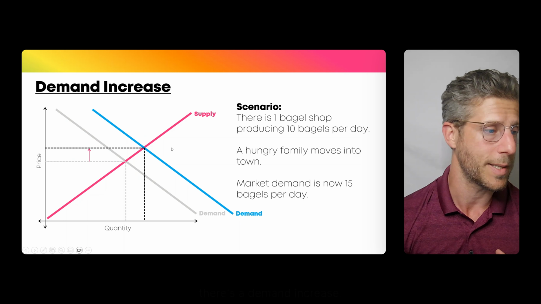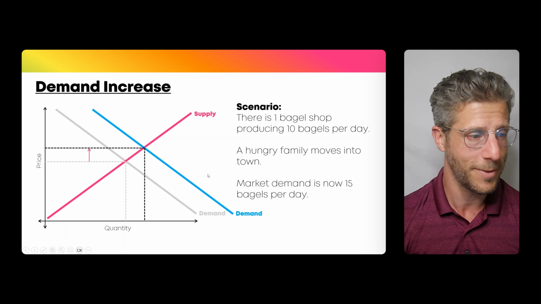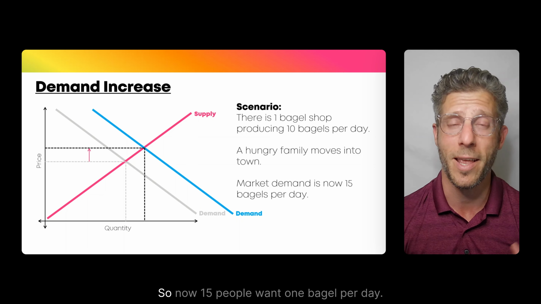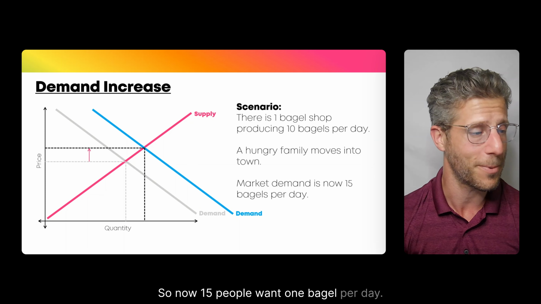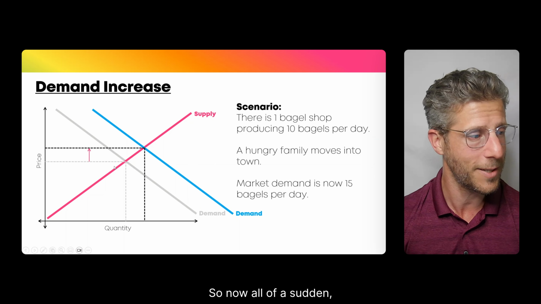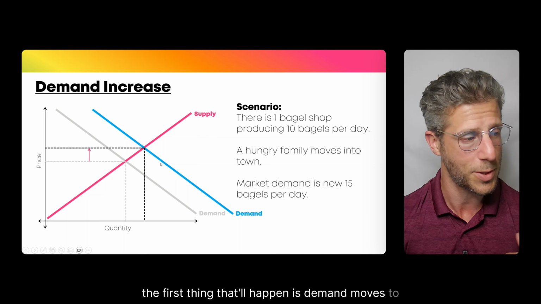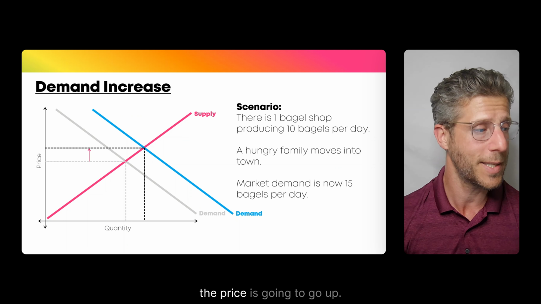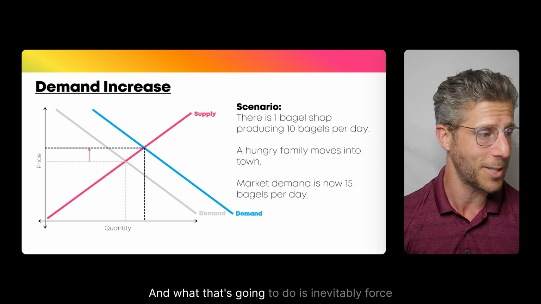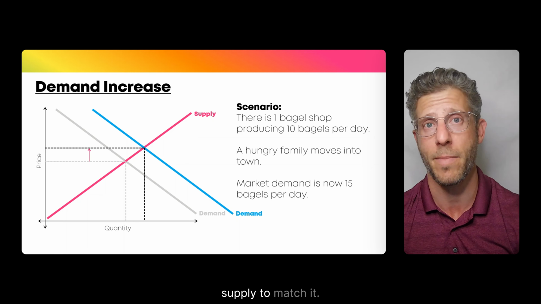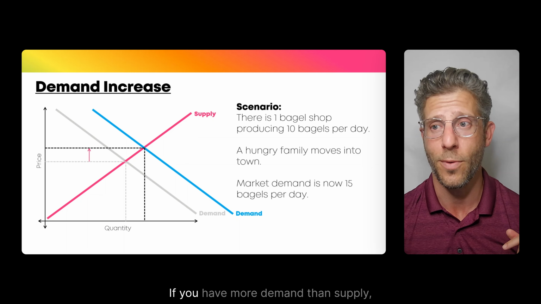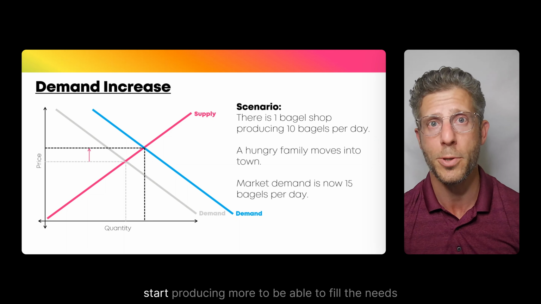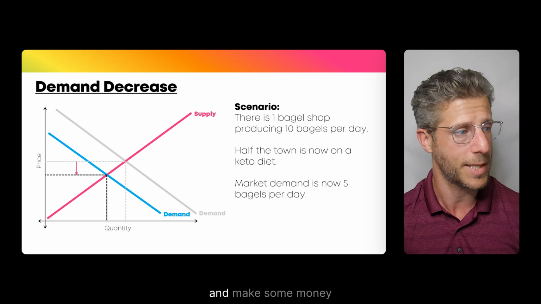Then there's a demand increase. Now you've got one bagel shop producing 10 bagels a day. A hungry family moves into town. So now 15 people want one bagel per day. All of a sudden, the first thing that'll happen is demand moves to the right. Since demand is higher than the supply, the price is going to go up. And what that's going to do is inevitably force supply to match it. If you have more demand than supply, that one bagel shop is just going to start producing more to be able to fill the needs and make some money.